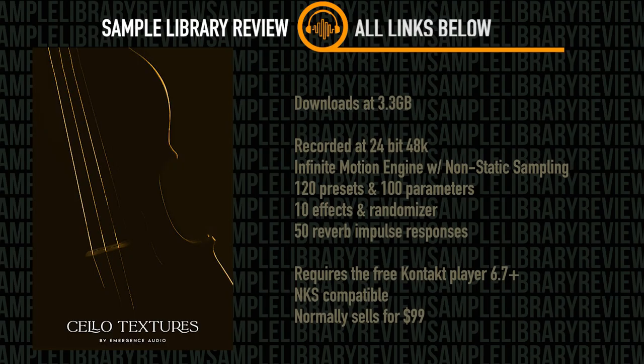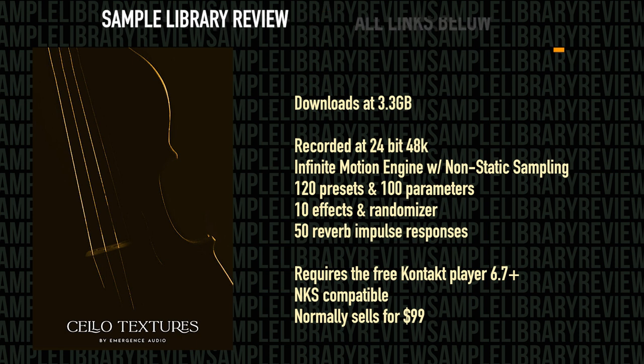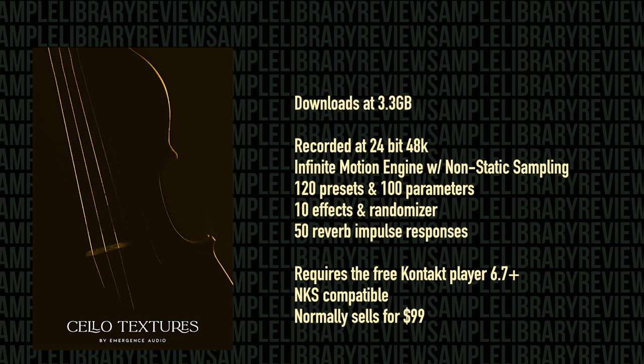Cello Textures downloads at 3.3 gigabytes and is recorded at 24-bit 48K resolution. It features Emergence Audio's own infinite engine with static sampling. It contains 120 presets and 100 parameters to create your own sound, and 10 effects and a randomizer with more than 50 reverb impulse responses. Cello Textures requires the free Contact Player 6.6 or later and is NKS compatible. It normally sells for $99, but it's currently on intro sale at $59.